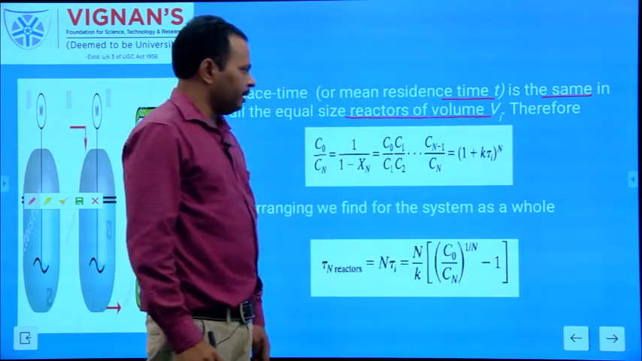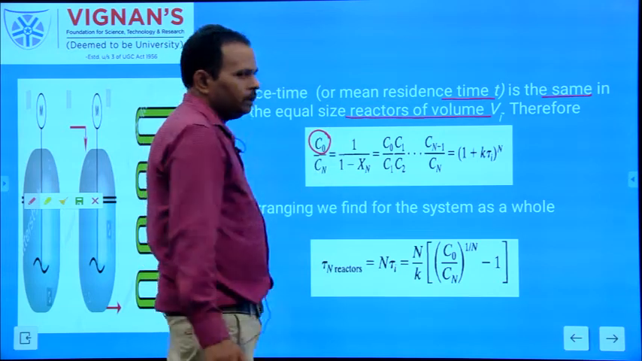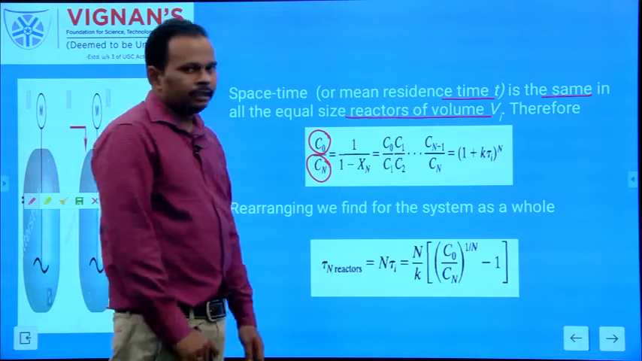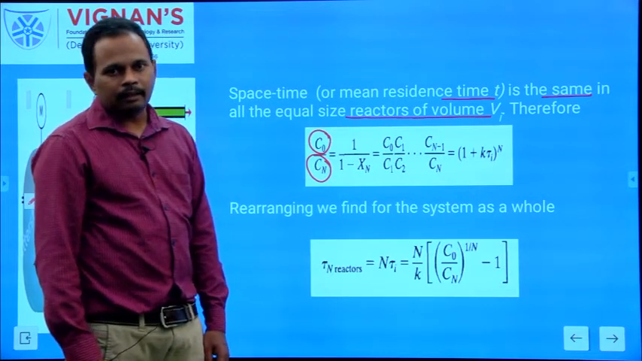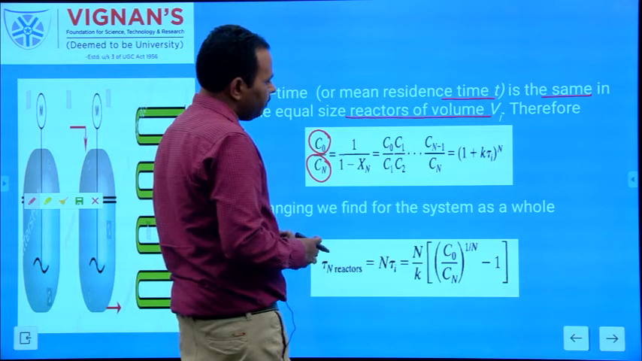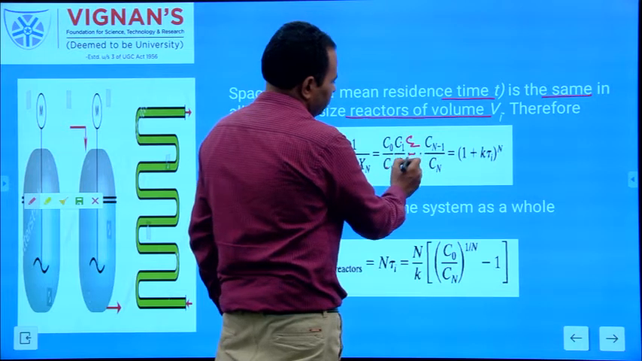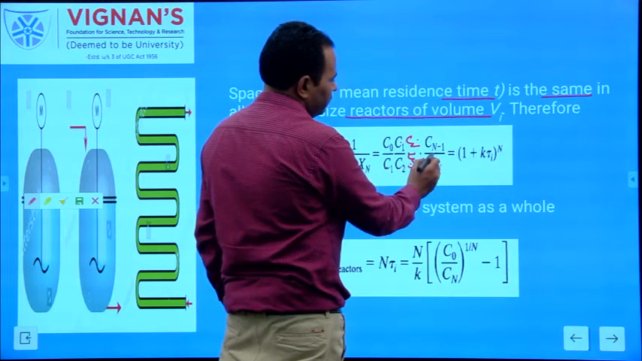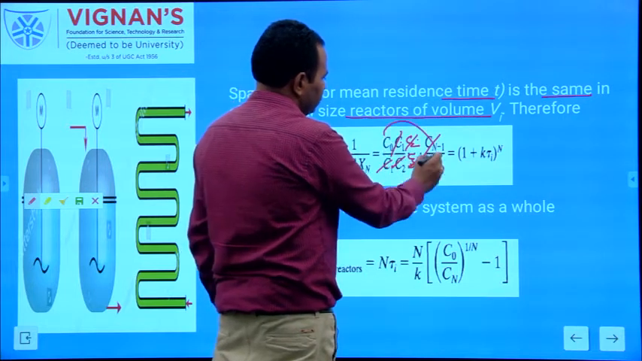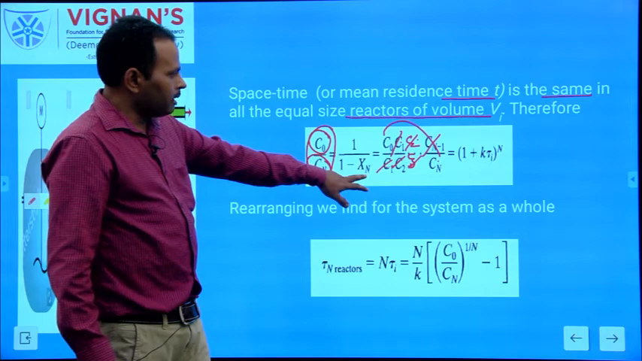So then this equation can be written as, when you take this term C0 to Cn, C0 is the initial concentration of A to the first reactor, and Cn is the concentration of reactant A that comes out of the nth reactor, that is the last reactor. So C0 by Cn can be written as, when you take the product of all the MFRs in series, C0 by C1, C1 by C2, C2 by C3, later C3 by C4, like that Cn minus 1 by Cn. All these get cancelled, C1, C2, C3, all cancelled, finally left with C0 by Cn.